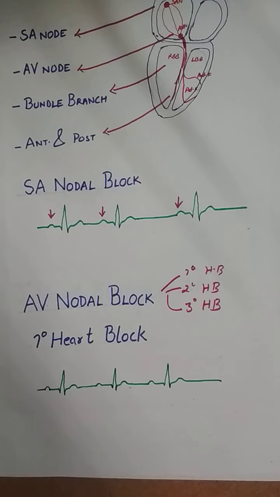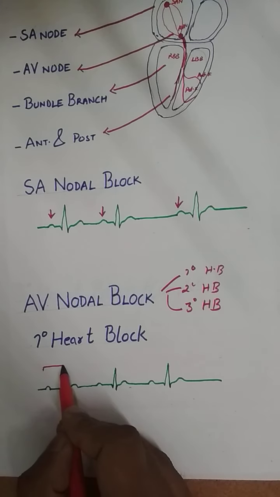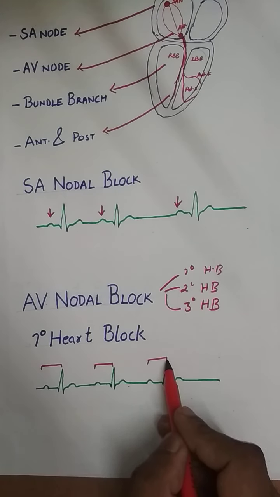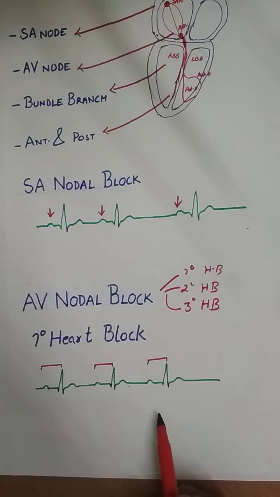So the ECG of first degree heart block would be something like this. Many of you might have noticed the change. The change is in the PR interval. The PR interval is prolonged. You can see the PR interval would be greater than 0.2 seconds.